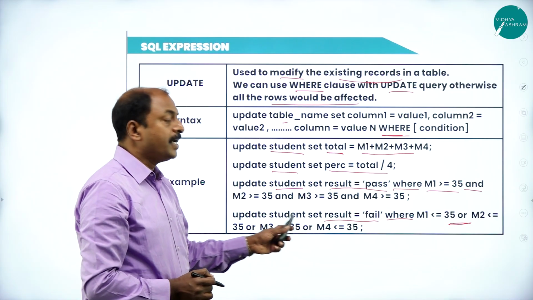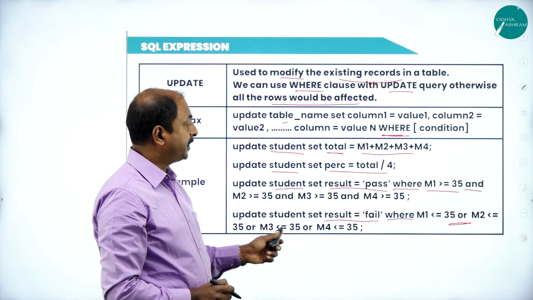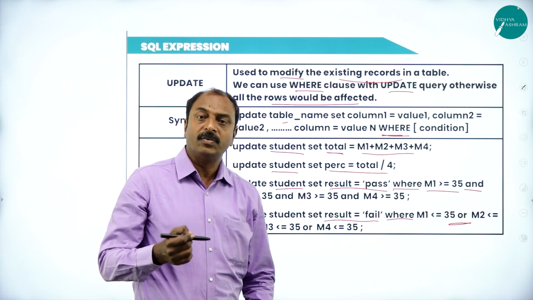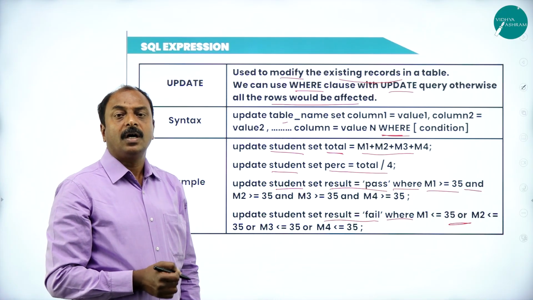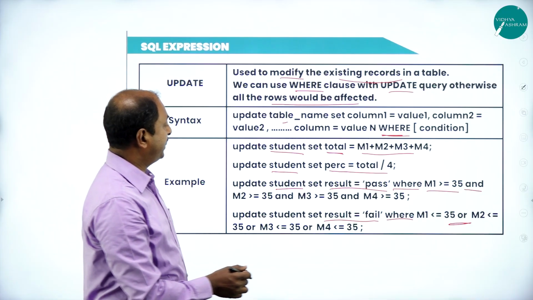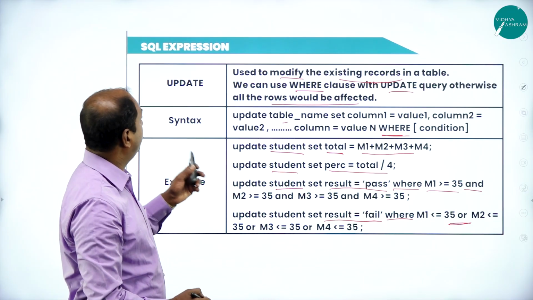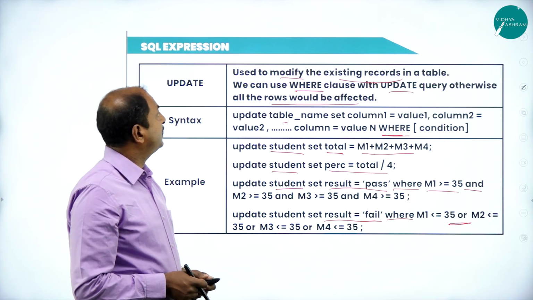So accordingly, if any one of the values from M1, M2, M3 or M4, any of the values in all these columns is less than 35, it is going to update the result as fail. So this is update command. Now let us see the next one.